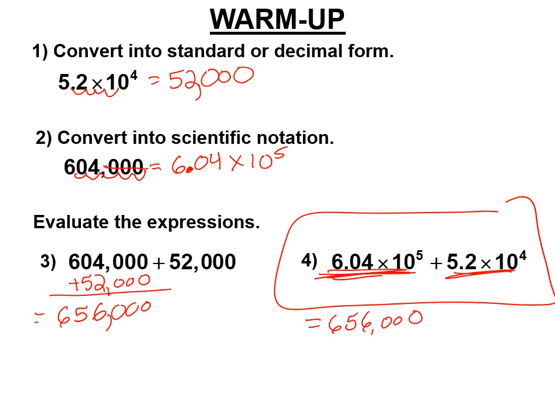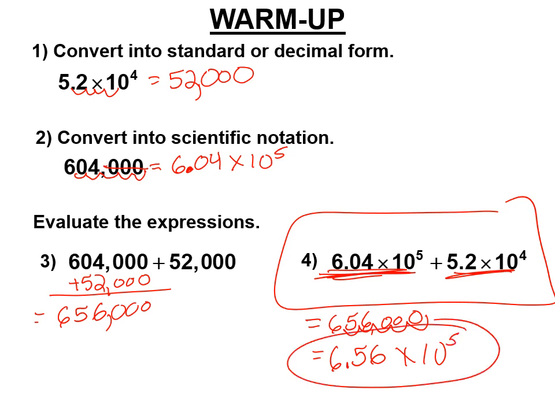Except we have to put our answer in scientific notation. So what would the answer be in scientific notation? Well, it'd be 6.56 times 10, and we moved it 1, 2, 3, 4, 5. And that's the answer to that. 6.56 times 10 to the fifth. If you understood all of this warm-up, you really can already do today's lesson.